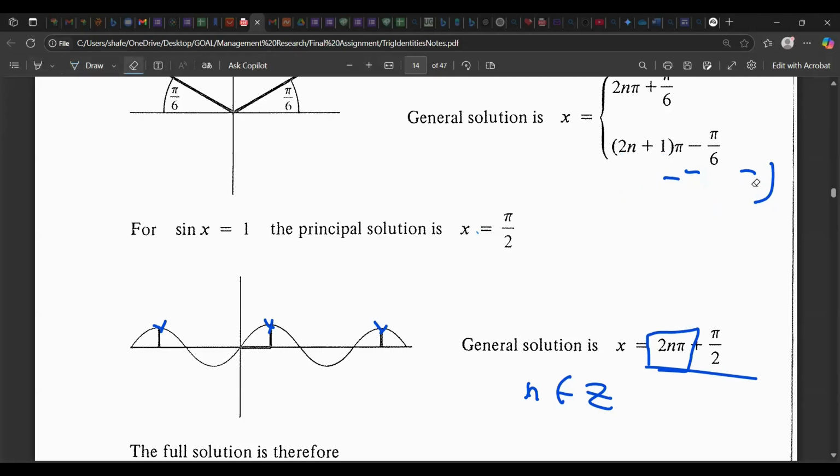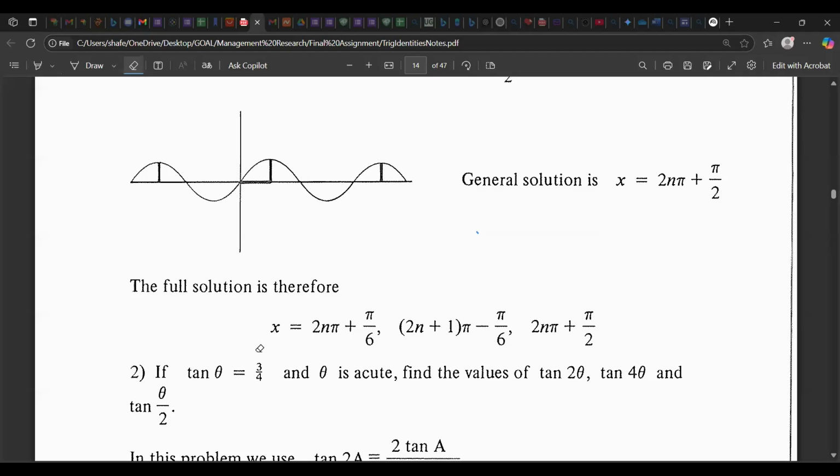Any questions? Feel free to slow me down. So there we have an equation, and they write both general solutions here, right? Three of them is that, this one, and this one.